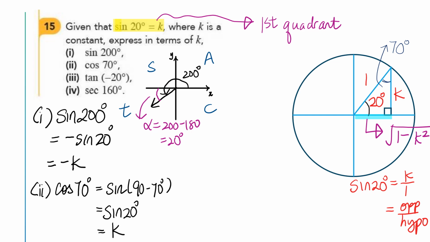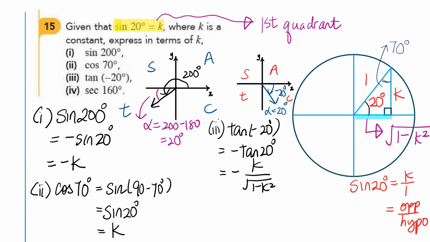Right, let's look at part 3. Okay, we have to draw the diagram again. Right, so negative 20 degrees, it's a negative angle, so you have to measure in a clockwise direction. So your reference angle is 20. So under ASTC, only cosine is positive in the 4th quadrant. So tangent of negative 20 degrees equals negative tangent 20. Right, so from the diagram, tangent 20 is just k over square root 1 minus k squared.